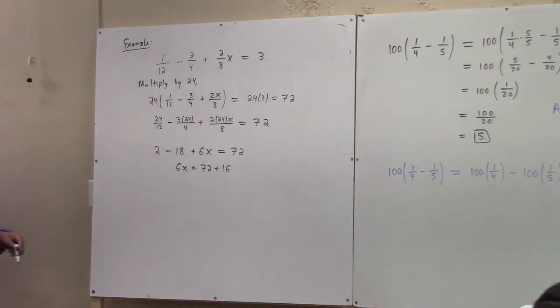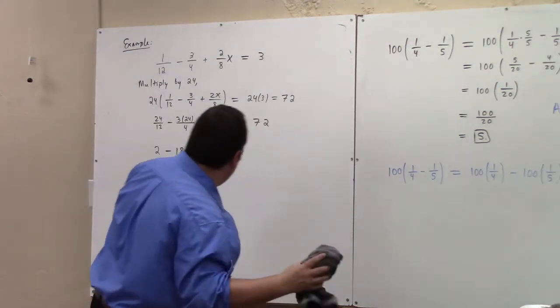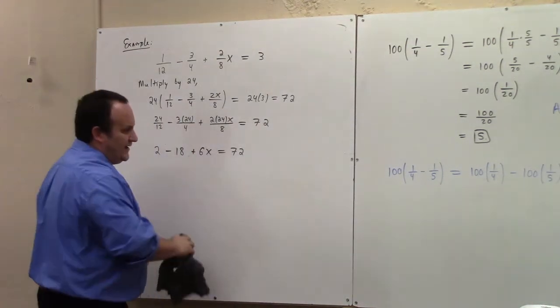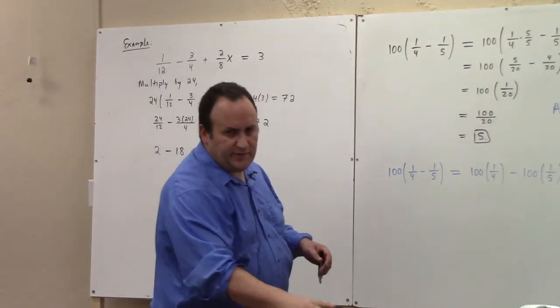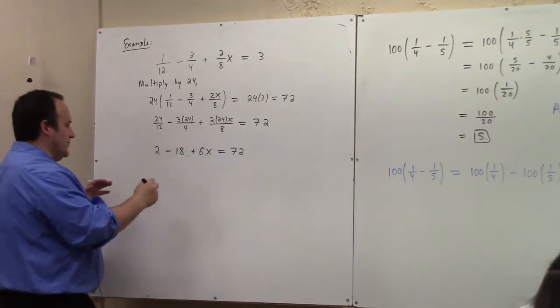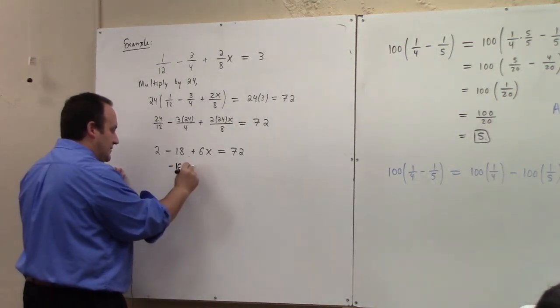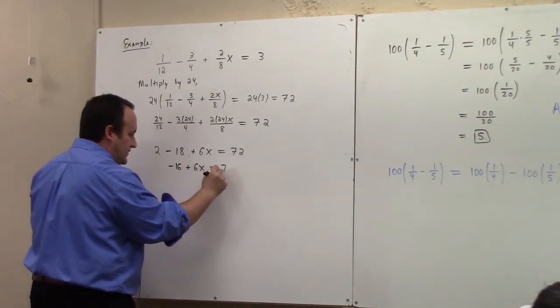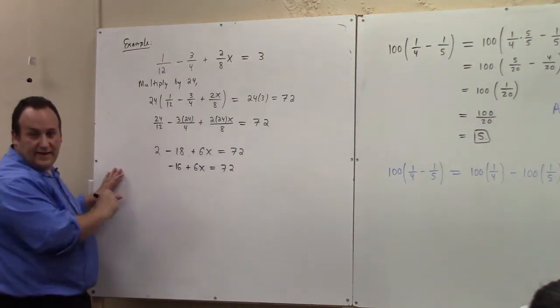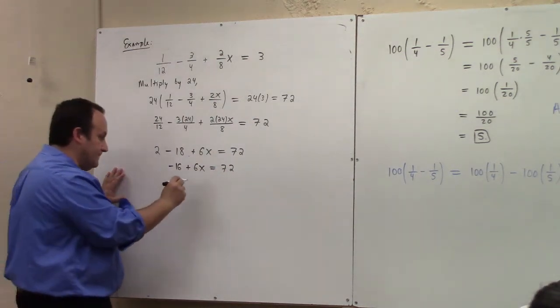Tell you what, let me put one more step in there. You know, guys, you have to stop me. Sometimes I get in my pre-calculus mode, where we skip more algebra steps. Here we're supposed to put more, and you got to stop me if I don't put them down. So this is minus 16 plus 6x equals 72. Right? Add 16 to both sides.